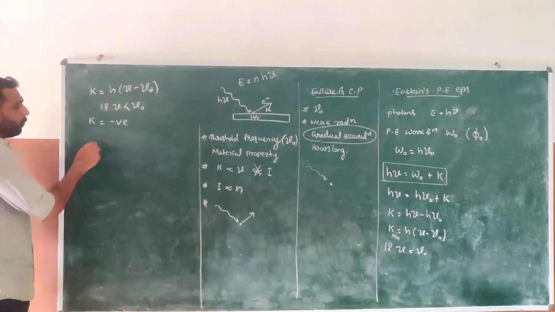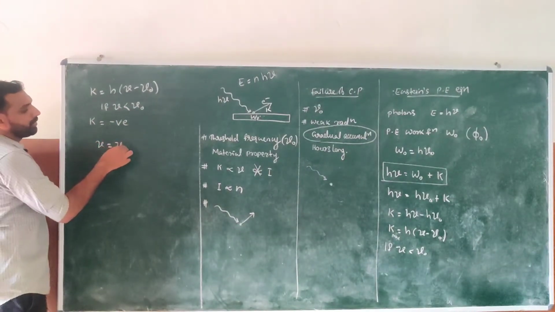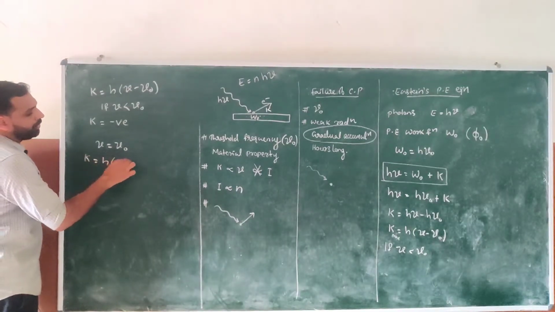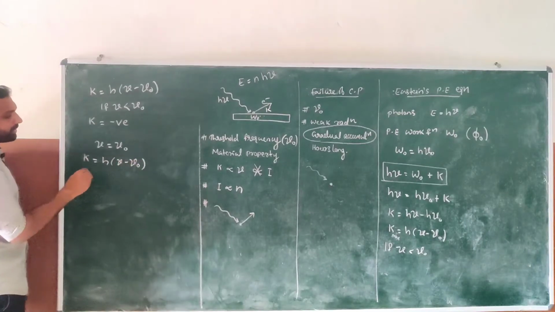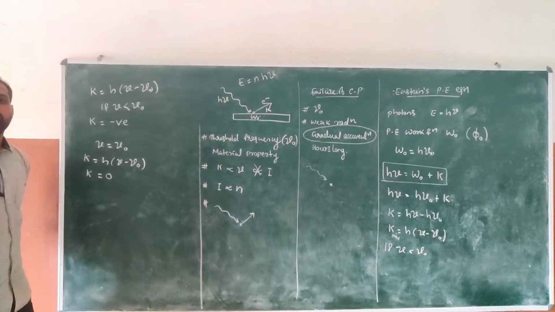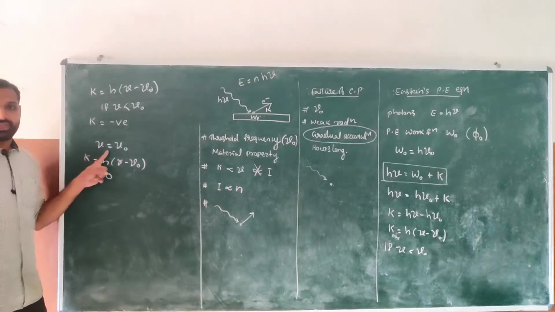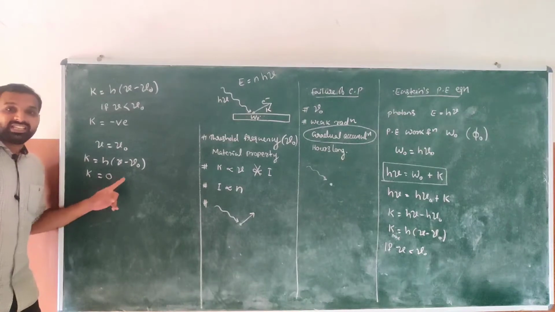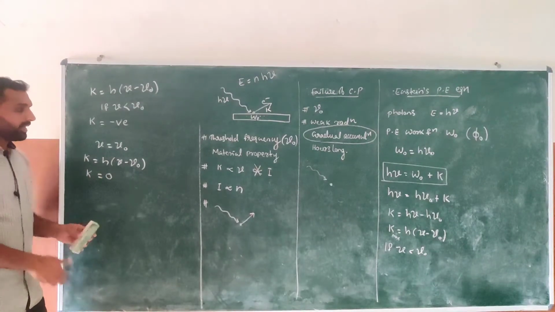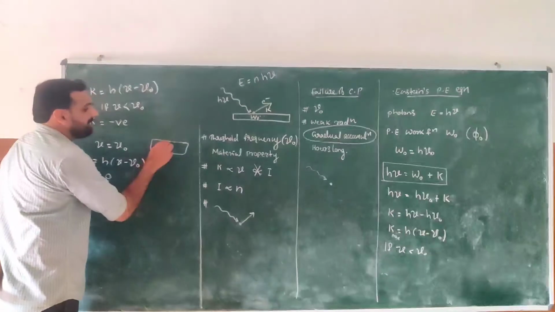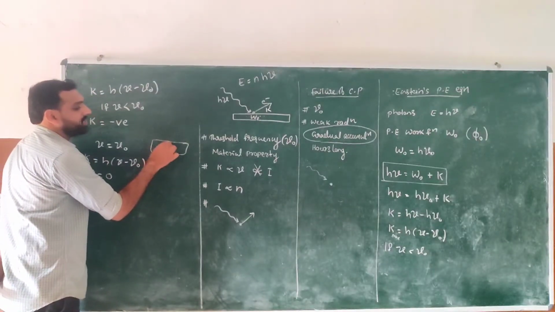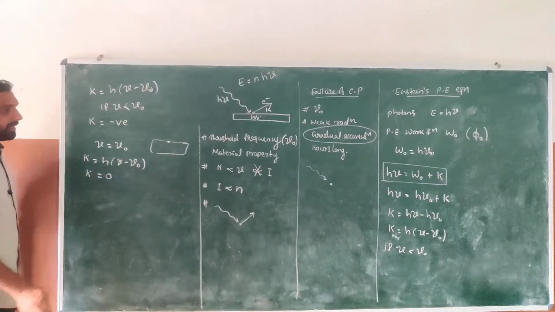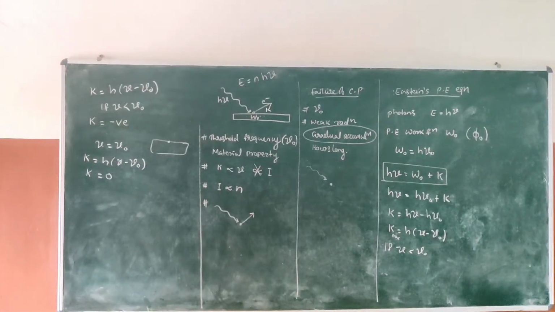So ejection will not happen when the frequency is less than threshold frequency. Clear? Now, what if nu equals nu 0? Then K equals h into (nu minus nu 0), so K equals 0. At threshold frequency the electron will be ejected with zero kinetic energy. It will be just freed, just released from the metal surface without any kinetic energy. This is the simplest explanation for that.